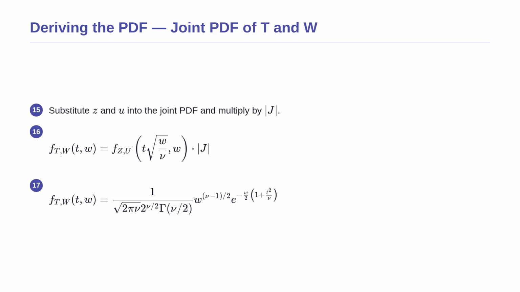With our transformation equations and our Jacobian stretching factor in hand, we can now write the joint probability density function for our new variables, t and w. We take the original joint equation, replace every z and u with their equivalent expressions in terms of t and w, and then multiply the entire equation by the absolute value of the Jacobian. After simplifying the algebra, we arrive at this complex formula. This equation perfectly describes the simultaneous probability of our t statistic and our sample variance occurring together. But we only want the probability of the t statistic, which leads us to our final step.